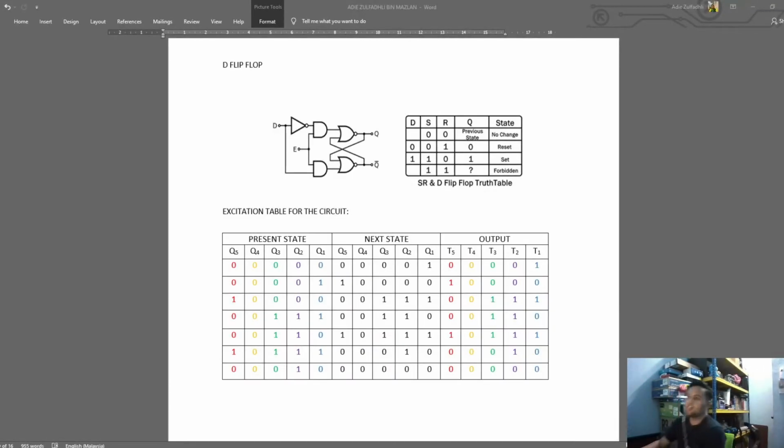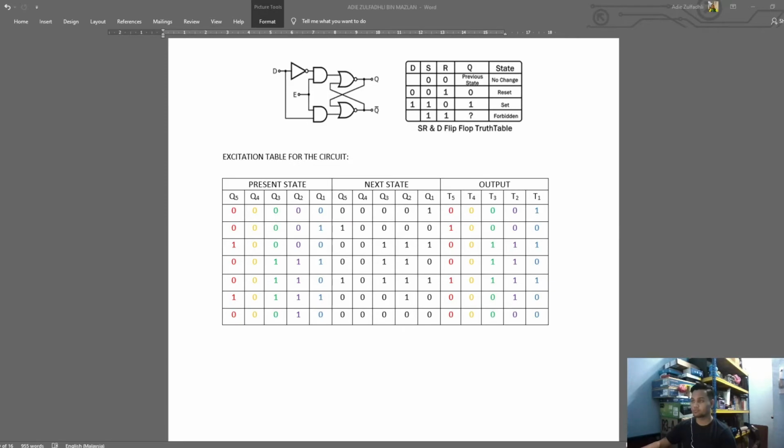Next is a D flip-flop. So here we can see the circuit for the D flip-flop, and this is a truth table for the D flip-flop. The input is S and R. 0 0, so it's no change. 0 1 reset, 1 0 set, 1 1 0.